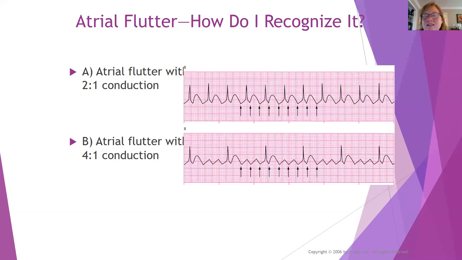So I would look at that seventh arrow and the eighth arrow. And I would do my calculations again. So 300, 150, now it's between 150 and 300. And I have five little boxes. So each one of those little boxes would be 30. So I would have 300, 150.